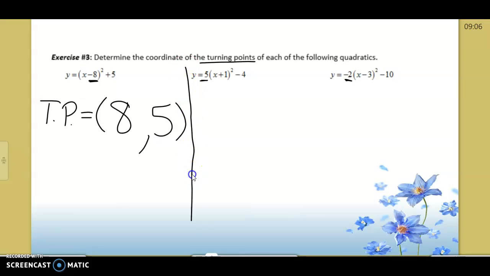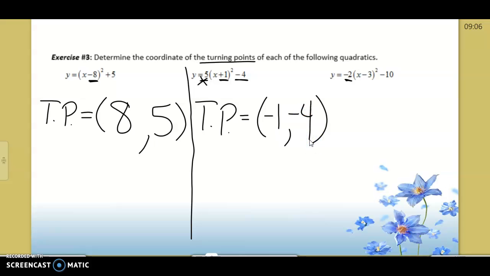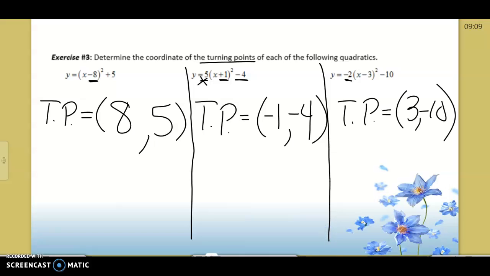We go on to the next one. The TP for this would be, again, looking at the number in the parentheses and the number outside of it, not worrying about this number. Opposite of 1 would be -1, and then the y value would stay the same for -4. I ask that you try to do the last one on your own, and then I'll put up a poll question. And so this would end with an opposite x value, +3, and then the same y value of -10.